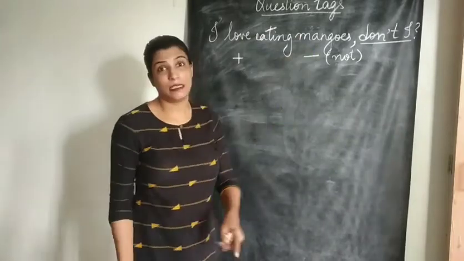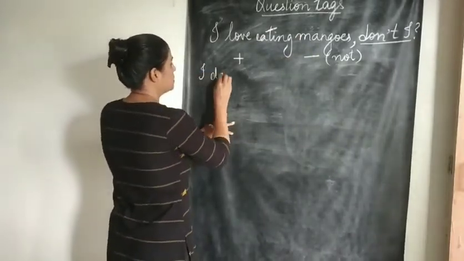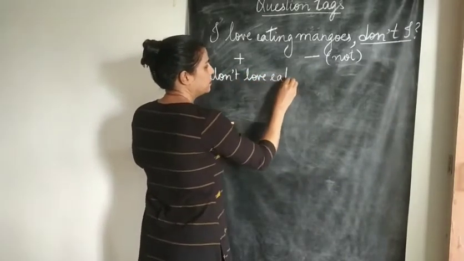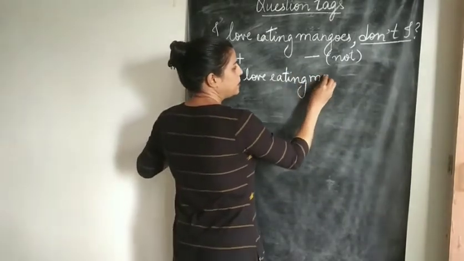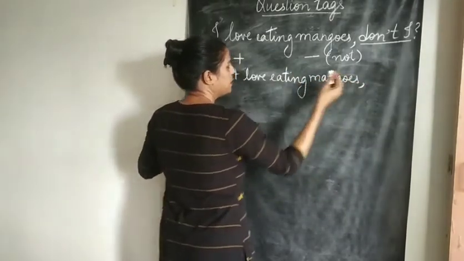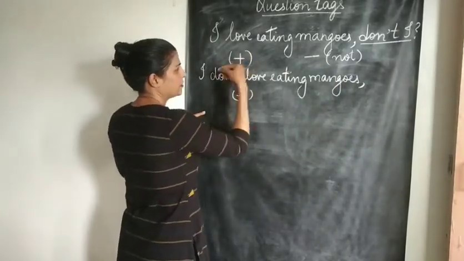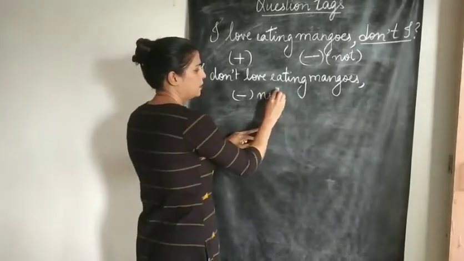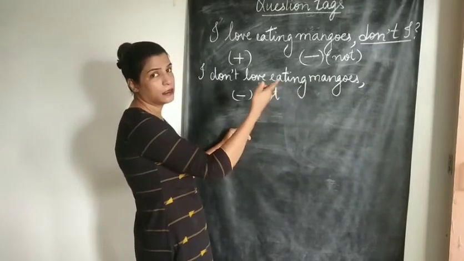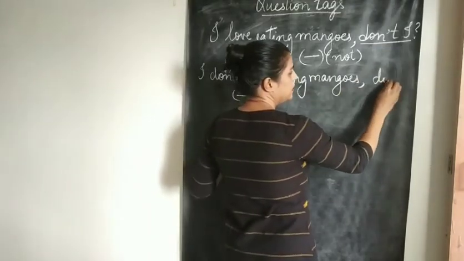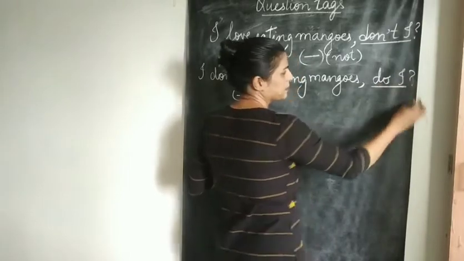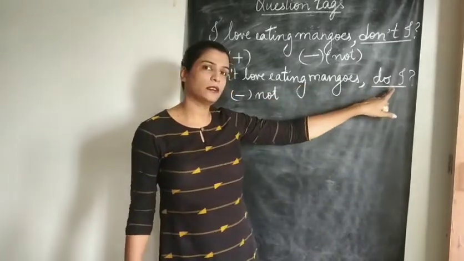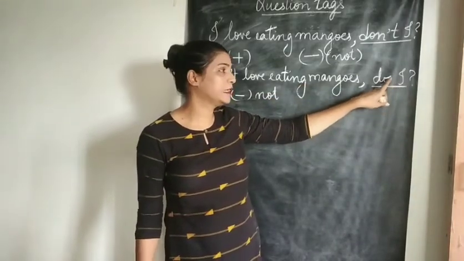And if my statement is negative, like I say, I don't love eating mangoes. Now my not has come in the statement, that means my statement is negative. So my question tag would be reversed with no not in it. There is a not over here, so I will not write another not in the question tag. My answer would be do I? So this don't has already taken the not with it. So in my question tag there will be no not in it. It will directly be the helping verb.